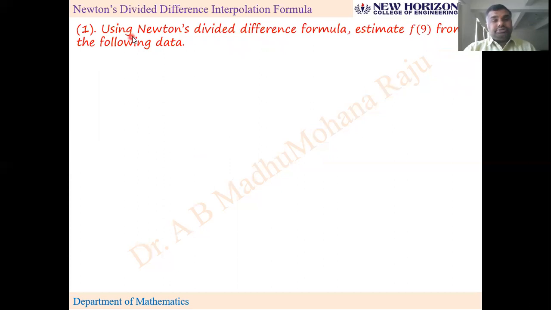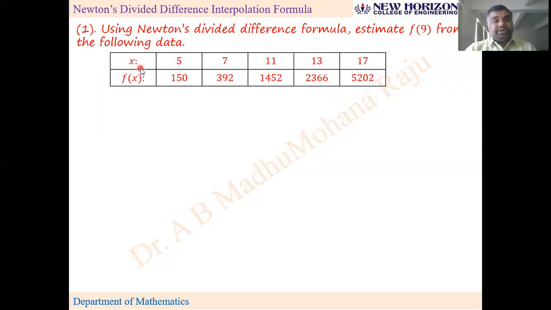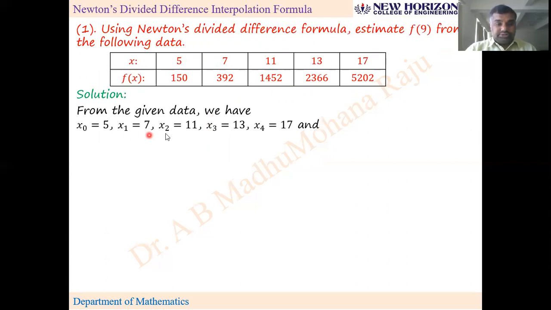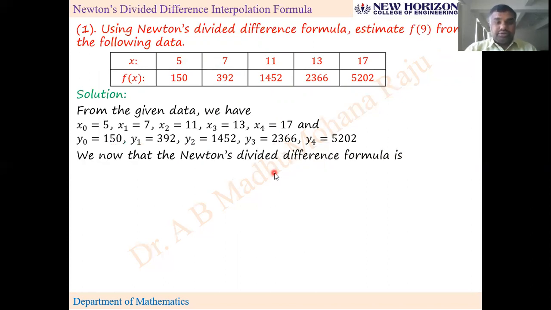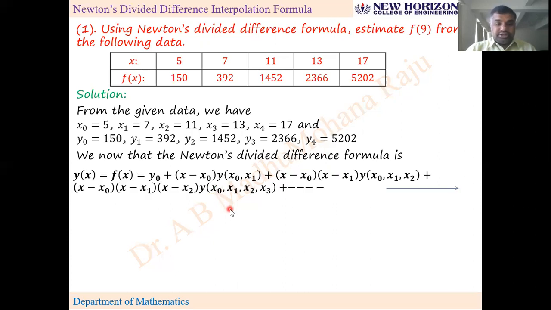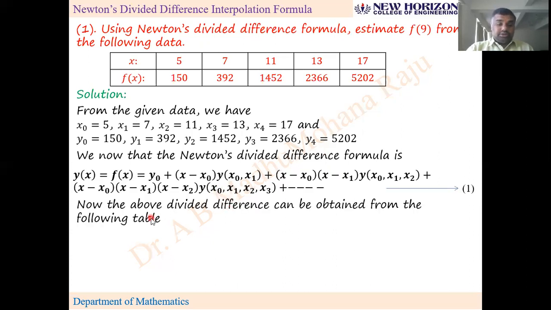Okay, for problems using Newton's divided difference formula, estimate f of 9 from the following data. X values are given, corresponding function values are given. Now, if you observe 5, 7, 11, 13, 17, these are not equally spaced. From the given data, we have x0, x1, x2, x3, x4, and y0, y1, y2, y3, y4. We know the Newton's divided difference formula, which you noted; take it as equation 1. Now the above divided differences can be obtained from the following table.